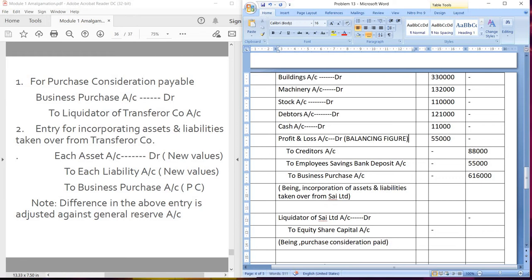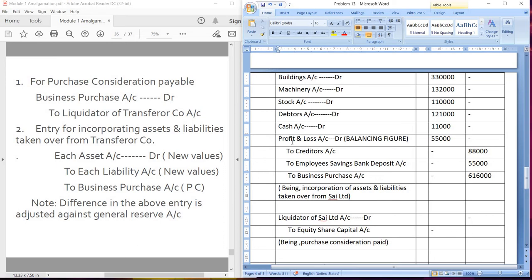Okay, so this is the balancing figure. In this entry, you have to take the assets and liabilities. Wherever there is a difference, whether it is on the debit side or credit side, you have to first adjust it with the profit and loss account or the general reserve.